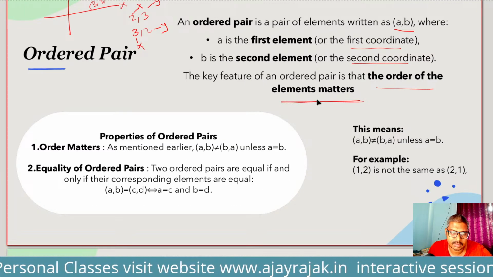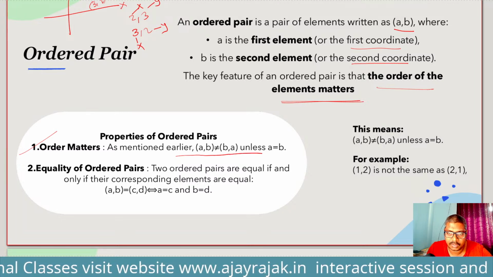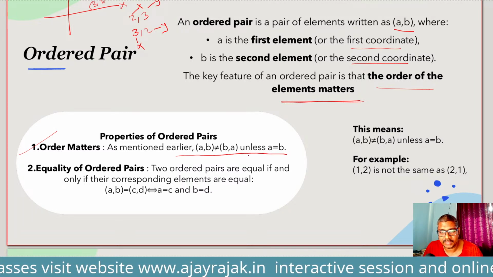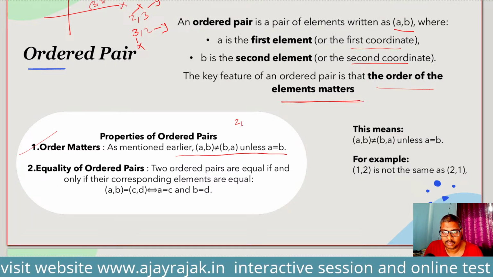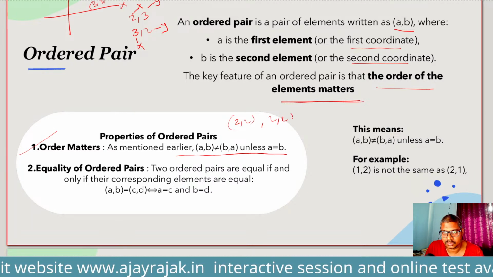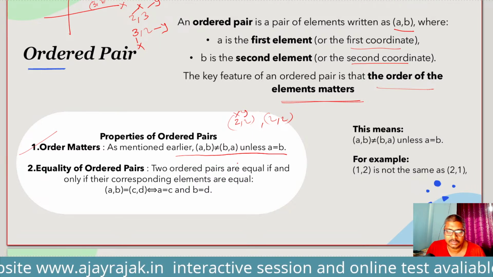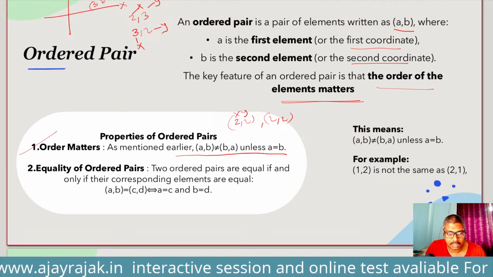Properties of ordered pairs. Order matters, as mentioned earlier: (a, b) is not equal to (b, a) unless a equals b. So order matters when they are different, but when they are equal, the order does not matter, because (2, 2) is the same as (2, 2). Their x and y values are equal, so you do not have to consider the order that much.